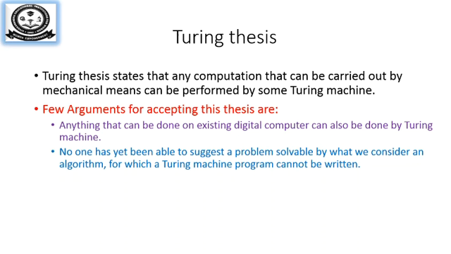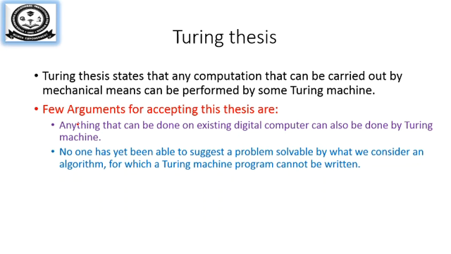There are a few arguments that support this Turing thesis. The first argument is that anything that can be done on an existing digital computer can also be performed on a Turing machine. So whatever you are trying to do on a computer can also be performed on the Turing machine. And one more thing is, no one has yet been able to suggest a problem solvable by what we consider an algorithm for which the Turing machine program cannot be written. So no program has ever been written that a Turing machine cannot perform. That means a Turing machine can perform all sorts of problems which have an algorithm.